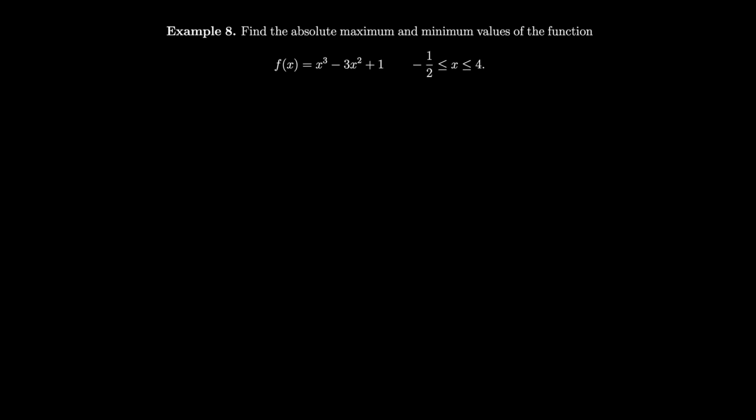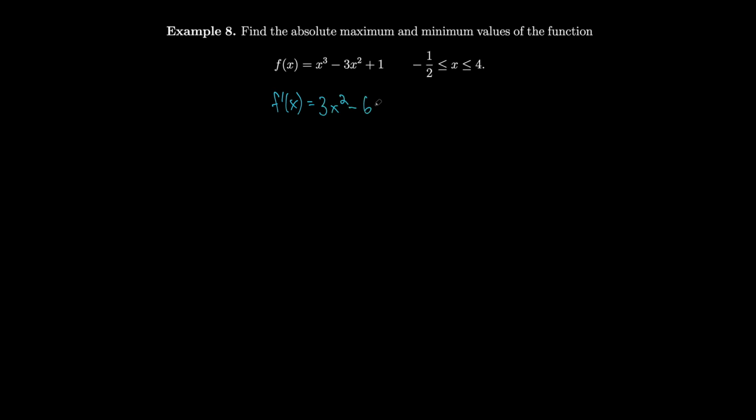Let's find the absolute maximum and minimum values of this function. Notice that this function is a polynomial, so it's continuous. Notice that this interval is closed because these are less than or equal signs. So it's continuous on the closed interval from -0.5 to 4. So the extreme value theorem tells us that there will be absolute maximum and minimum values of this function. So now we can take the derivative and look for where it equals 0 or doesn't exist. Those are our potential candidates.